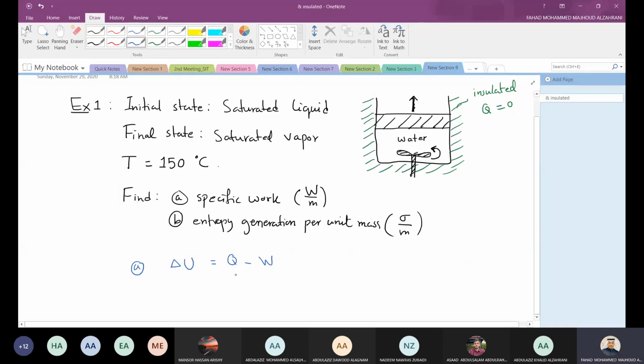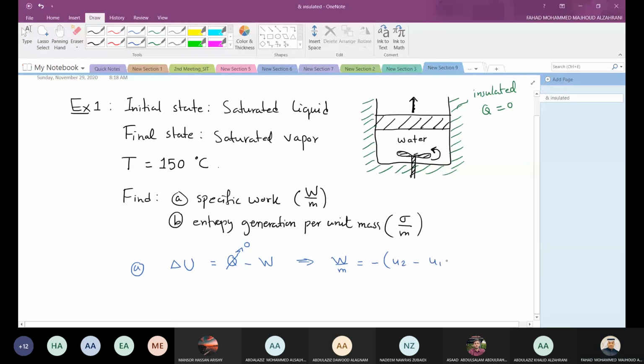Can I cancel anything here? Q. We can cancel Q, because it's Q, not U. Right? So my work here will be M delta U. So basically W over M is minus delta U, which is U2 minus U1. Okay? This is the first part.